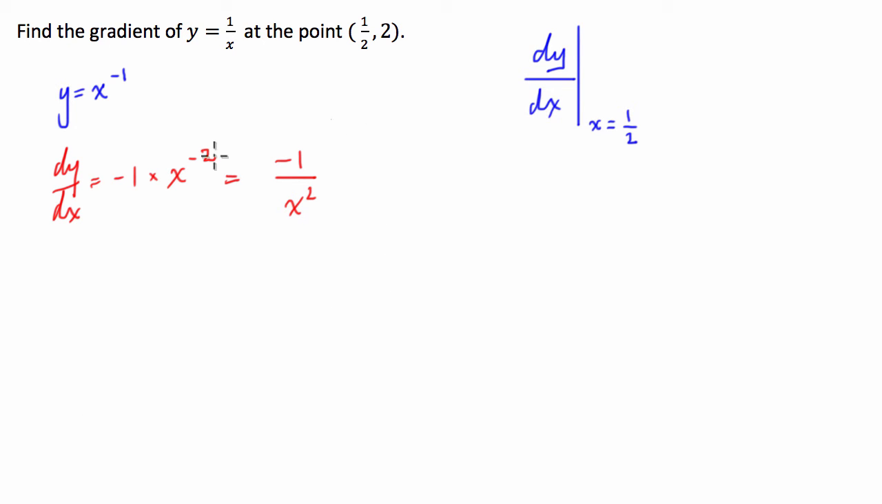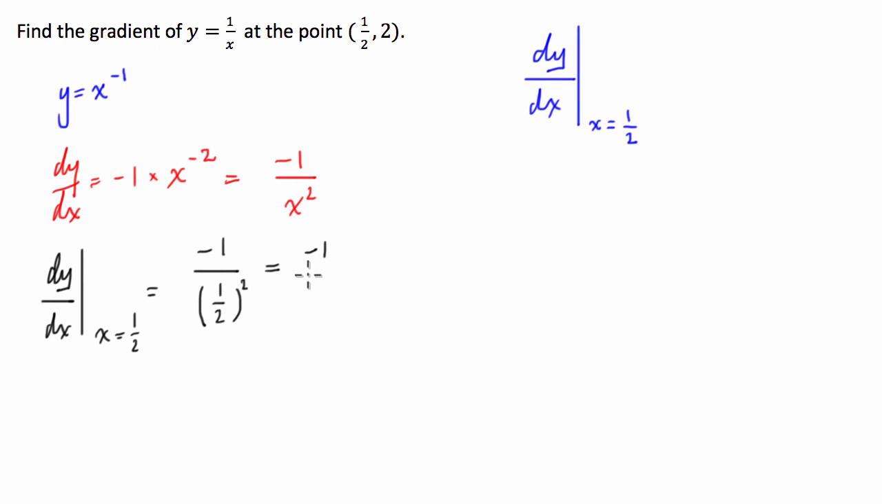Cool. So finally, to evaluate this instantaneous rate of change, dy/dx evaluated when x is equal to 1/2 is going to be equal to -1 divided by (1/2) squared. Cool. Which is equal to -1 divided by 1/4, which is equal to -1 times 4, which is equal to -4.